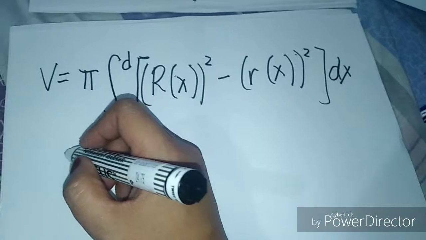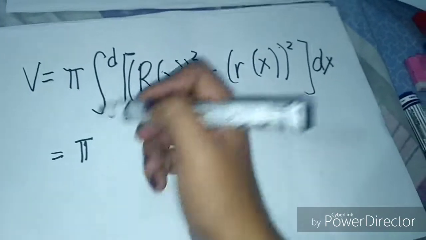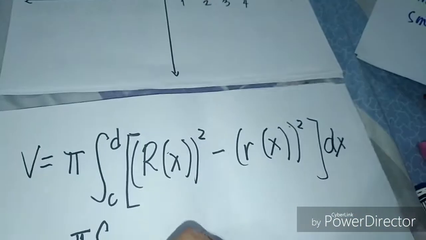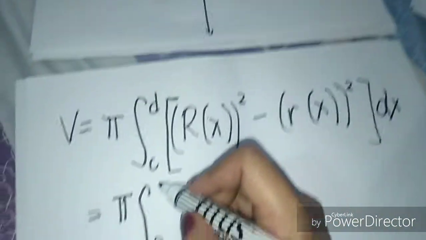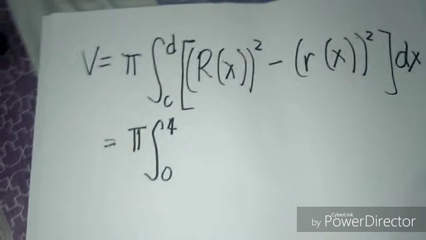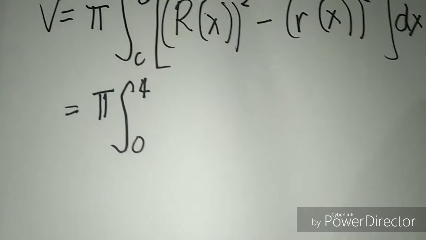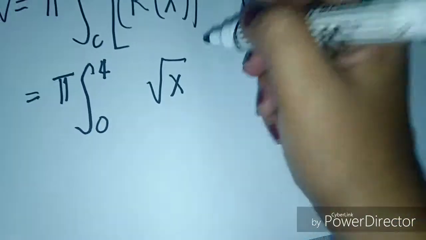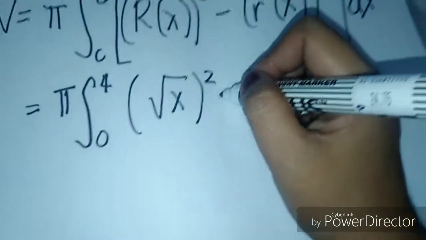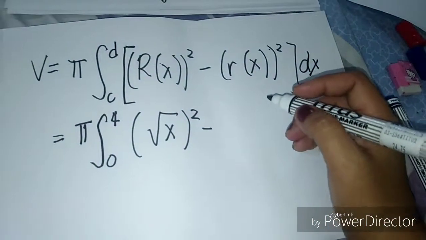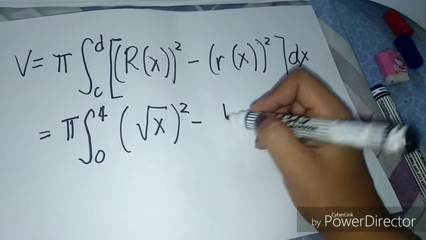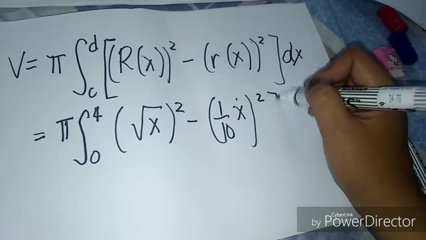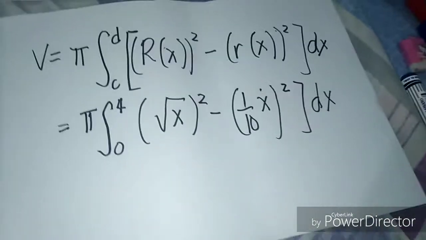Then the volume of the solid is equal to pi, the integral from 0 to 4 with respect to x, of the big R, square root of x, squared, minus the small r, which is equal to 1/10 x, squared, dx.